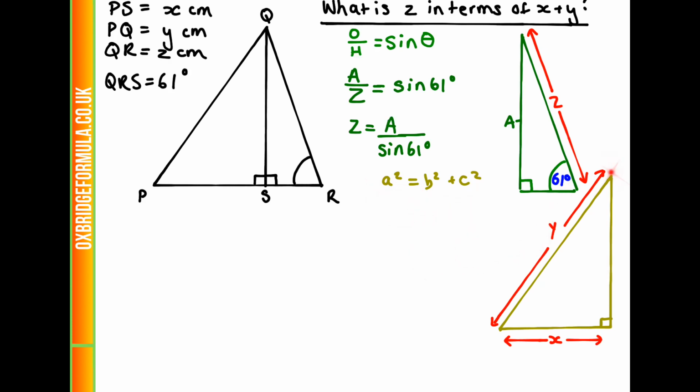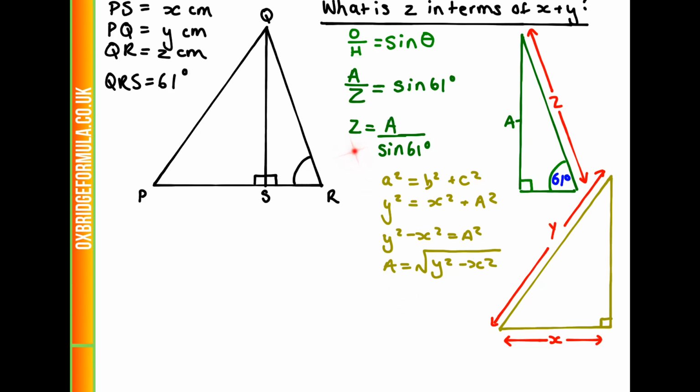So A squared is going to be our hypotenuse y squared here, and our other two sides are x and A there. So y squared minus x squared equals A squared, because A is the thing we're looking for. We can square root that. A equals the square root of y squared minus x squared.